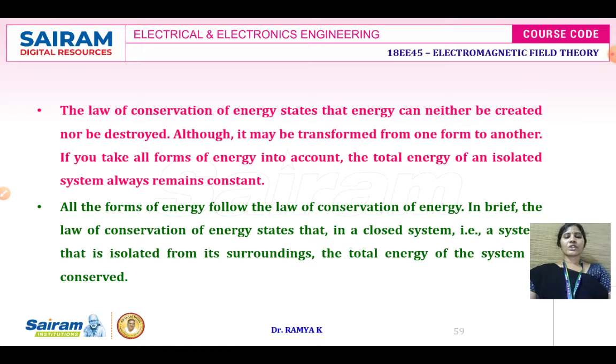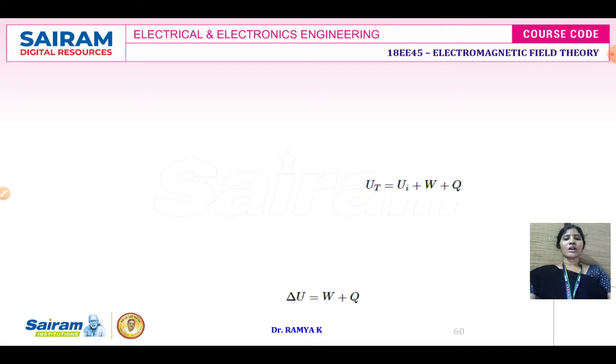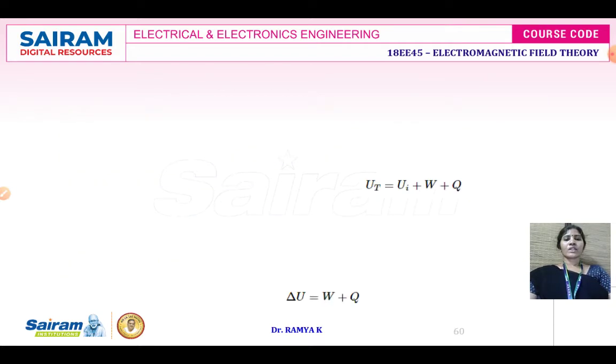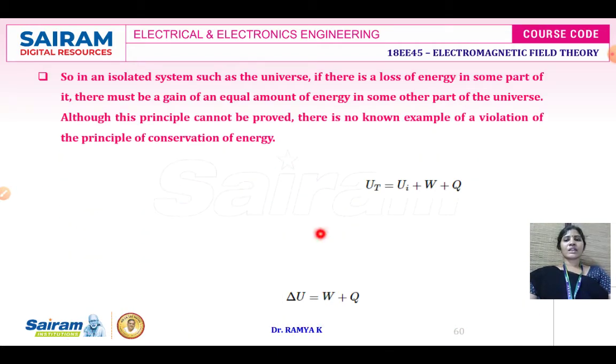Law of conservation of energy. The law of conservation of energy states that energy can neither be created nor be destroyed. All forms of energy follow the law of conservation of energy. Next, in an isolated system of universe, if there is a loss of energy in some part of it, then there must be a gain of an equal amount of energy in some other part of the universe.